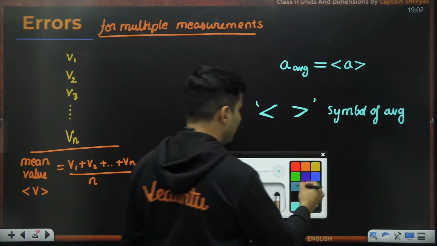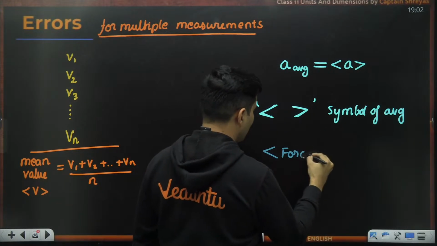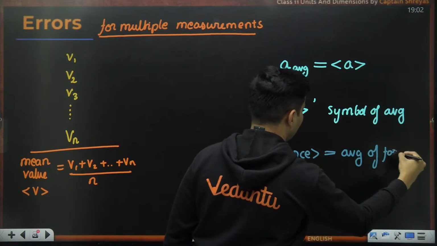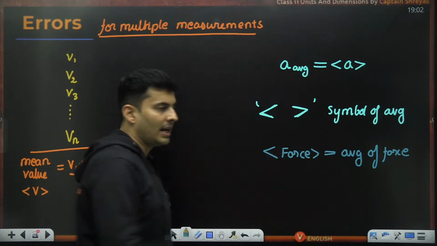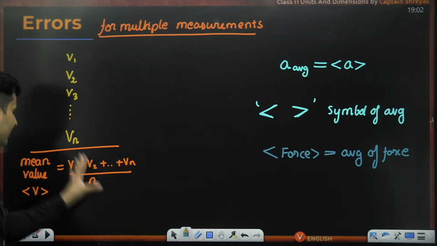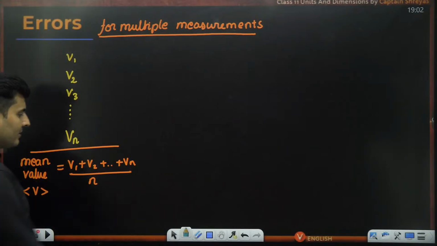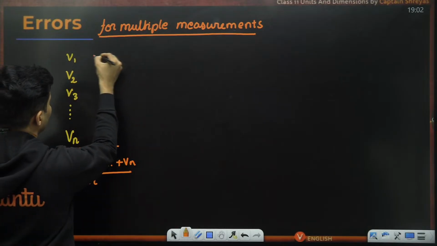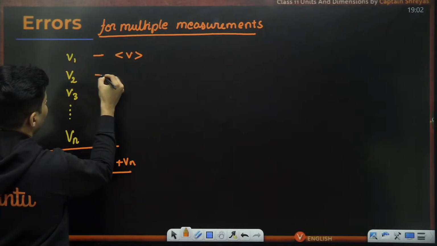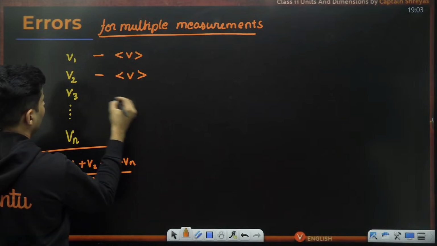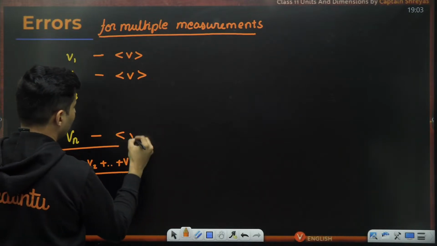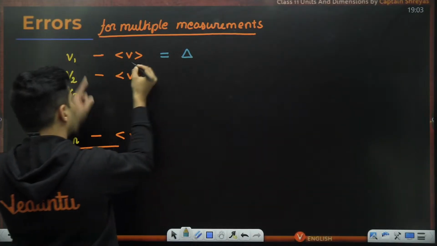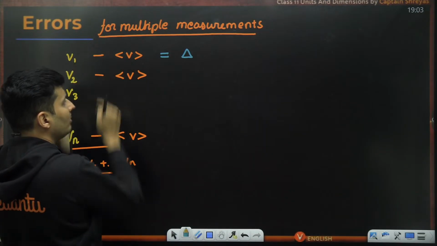So if I write it like this, it means tell me the average value of the force. Whatever is in the triangular brackets means the average of it. So the first thing you will find is the average value. The next thing that you will do after finding the average is subtract the average from each one of these. V1 minus the average value, V2 minus the average value, like that. Keep on doing that. You will basically get the error or the deviation of each quantity from the mean.